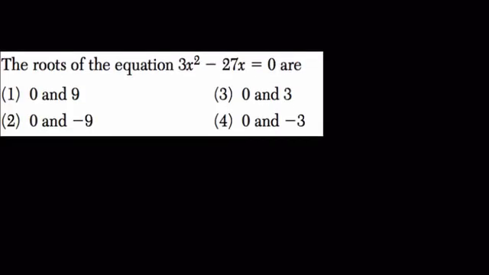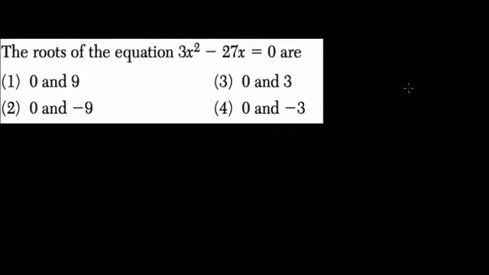What are the roots of this equation? Well, they want to know what values of x get us 0. That's what a root is. So here, we have 3x squared minus 27x equals 0. So what's the common factor here? Well, these both have 3x in common, so 3x times x minus 9 equals 0.